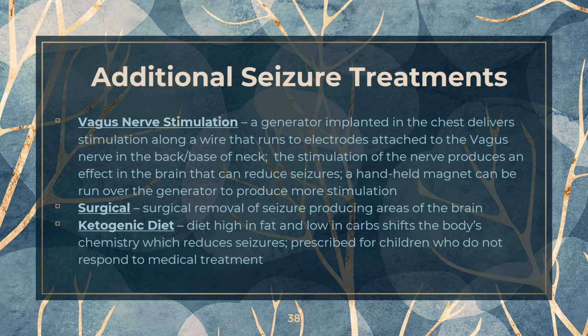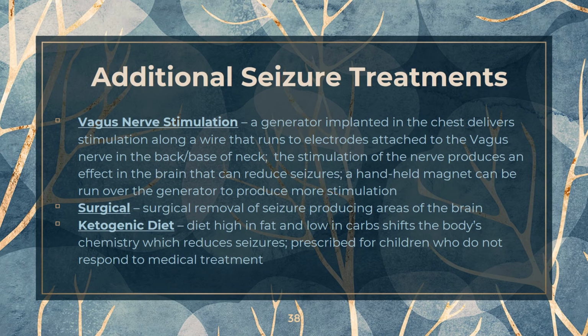Besides medications, there are other potential treatments for seizures. One is vagus nerve stimulation, which was approved by the FDA in 1997 and is used as an additional treatment for adults and adolescents who have partial seizures and are resistant to anti-epilepsy medications. With vagus nerve stimulation, a generator is implanted in the chest and delivers stimulation along a wire that runs to electrodes attached to the vagus nerve at the base of the neck. The stimulation of the nerve produces an effect in the brain that can reduce seizures. Additionally, a handheld magnet can be run over the generator to produce more stimulation.